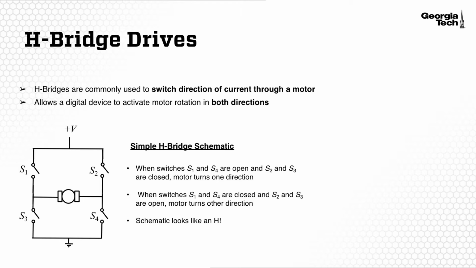When we close switches 1 and 4, and we open switches 2 and 3, that'll allow current to flow through the motor in one direction and turn it in one direction. To flip the direction of the motor rotation, we'll then open switches S1 and S4 and close switches S2 and S3. Then current will flow through the motor in the opposite direction. Now we have a way, just by manipulating these switches, to turn the motor in one direction or another. The reason we call it an H-bridge is that the circuit schematic looks like an H.